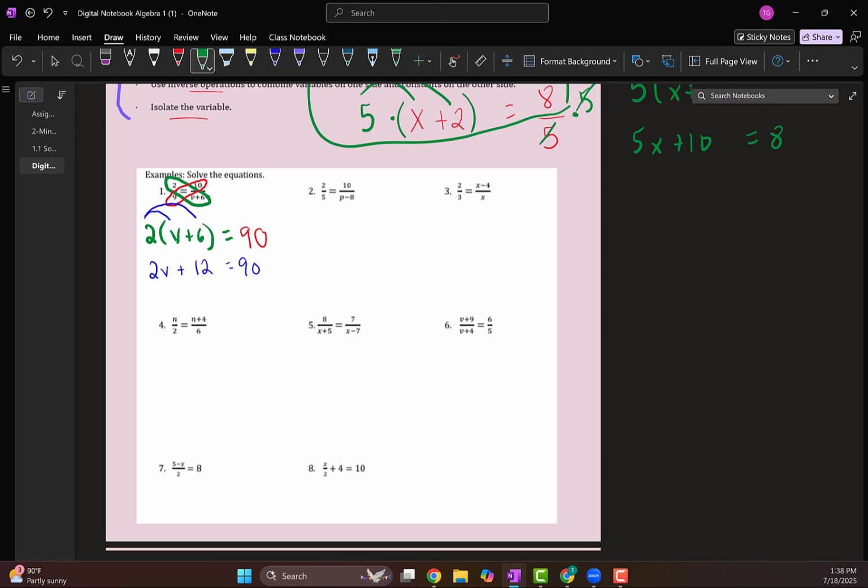If you're struggling with the rest of these steps, please reach out, because you'll want to make sure you understand how to do these going forward. Subtract 12 from both sides, we get 2v equals 78, and then divide both sides by 2, and we get 1v equals 39.